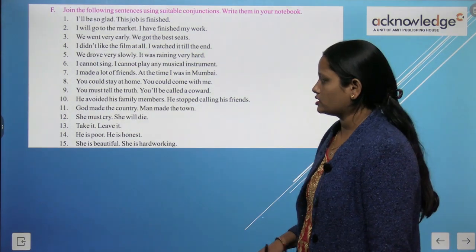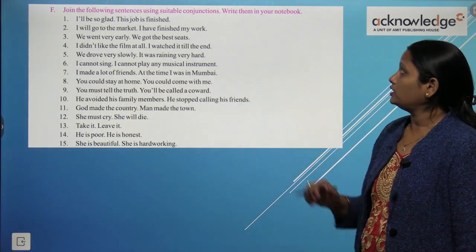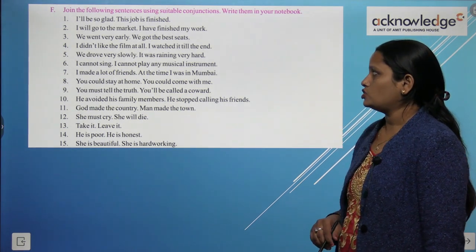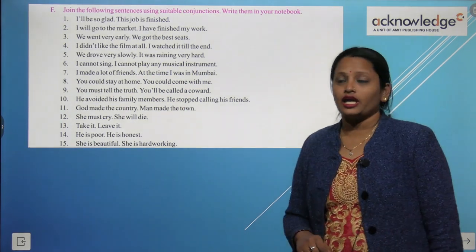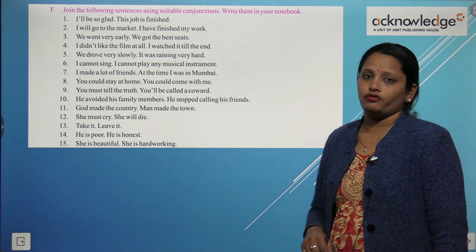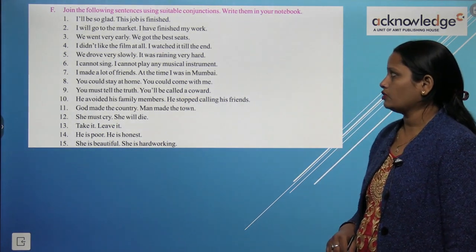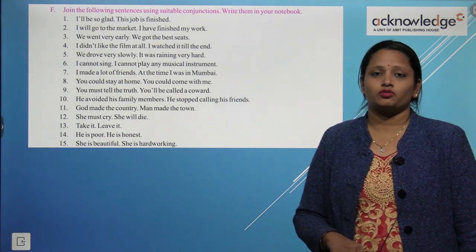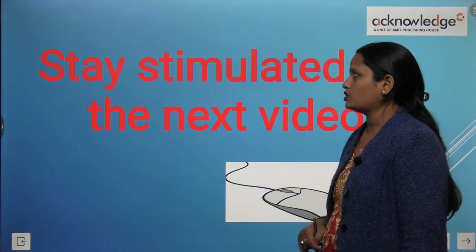Now let's come to the F exercise. Here we have to join the following sentences using suitable conjunctions and write them in your notebook. I will be so glad this job is finished. So here, after "glad", which conjunction do we have to use? I will be so glad if this job is finished. So "if" has to be used. I will go to the market. I have finished my work. So I will go to the market when I have finished my work. So like this, children, complete the rest of the questions.